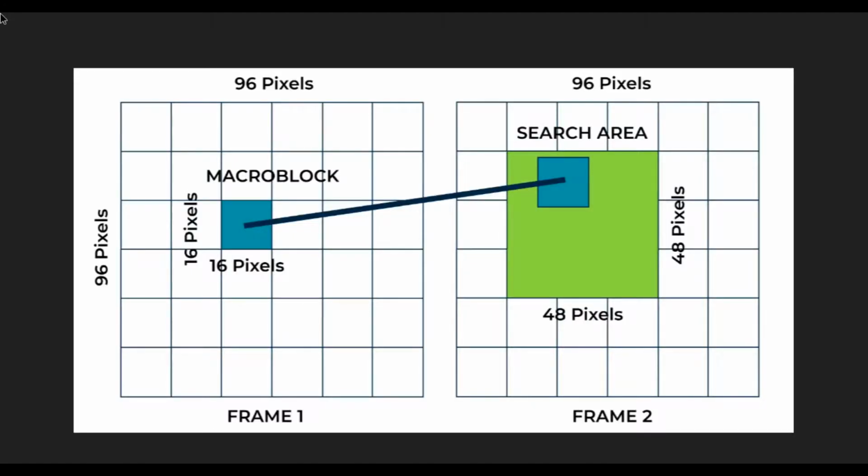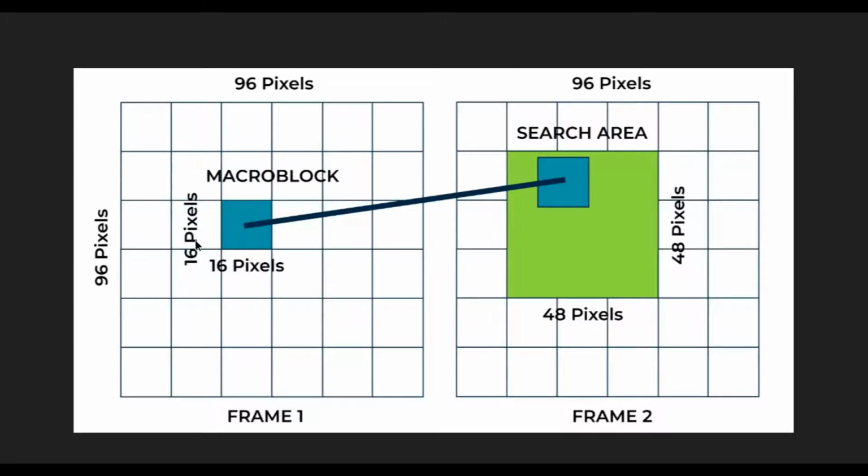Now I will explain the block matching algorithm. As you can see, these are two consecutive frames of a video. These are two 96 by 96 pixel images. We have divided the whole image into several macro blocks of size 16 by 16, and we iterate over each macro block and perform some action.